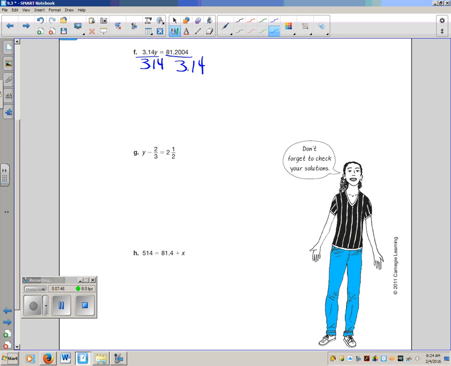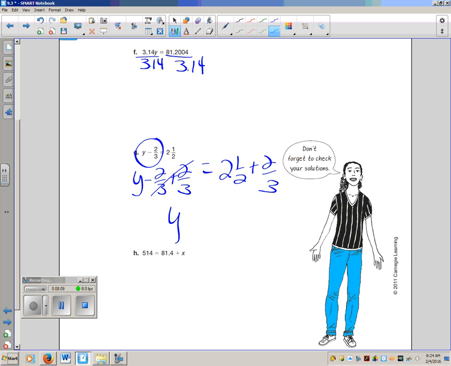G, y minus 2/3 equals 2.5. Look, they threw something new in. Back to section 9.2. The inverse of subtraction would be adding. y minus 2/3 plus 2/3. You have to write the exact same thing over here. Minus 2/3 plus 2/3, that's 0. y is equal to, solve it.